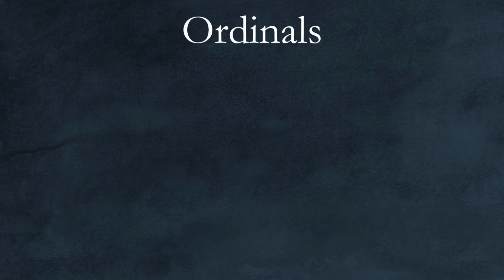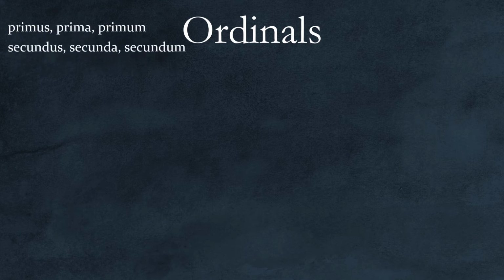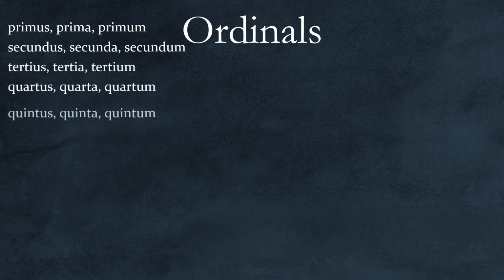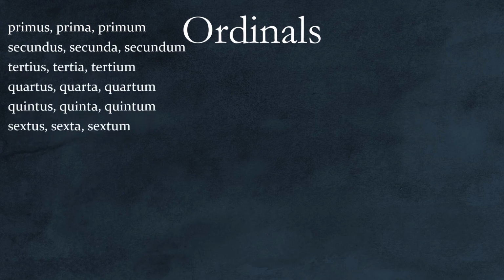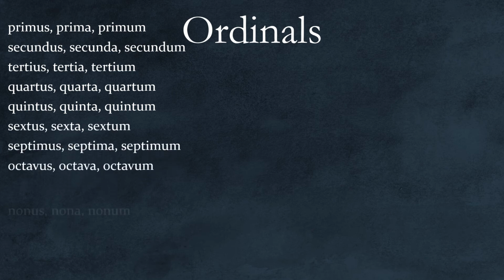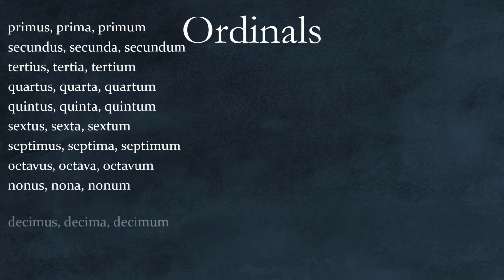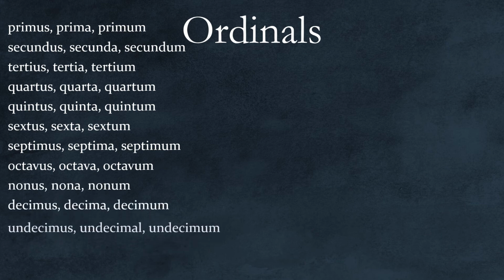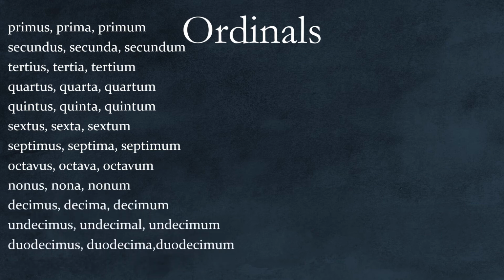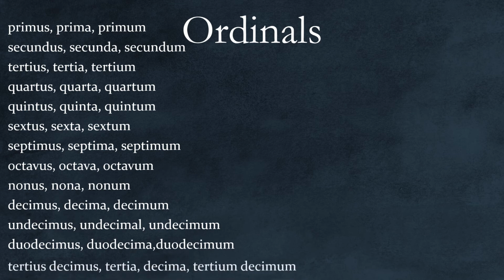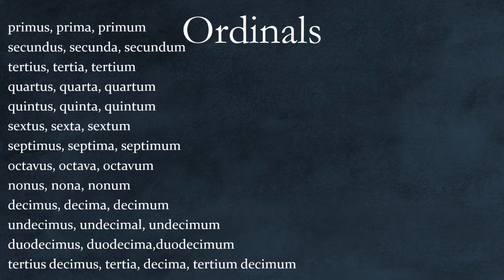Ordinals are a very simple affair. First, second, third. Primus, secundus, tertius, quartus, quintus. Sextus is sixth. Septimus is seventh. Octavus is eighth. Nonus is ninth. Decimus, undecimus is 11th. Duodecimus is 12th. Tertius decimus, third tenth, which is the Latin way of saying 13th.